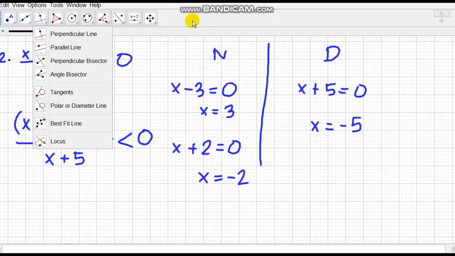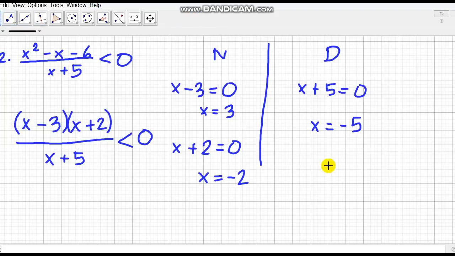Now, are they all included? For denominators, it is not included. Remember that. But for the numerator, since our symbol is less than 0, there's no equal sign there, so we are not going to include them as well. So it is not included as well.